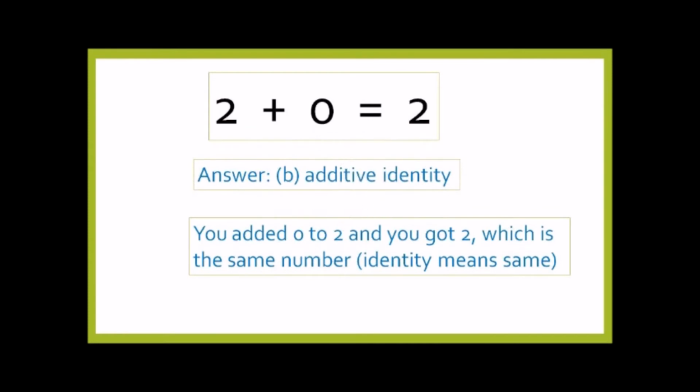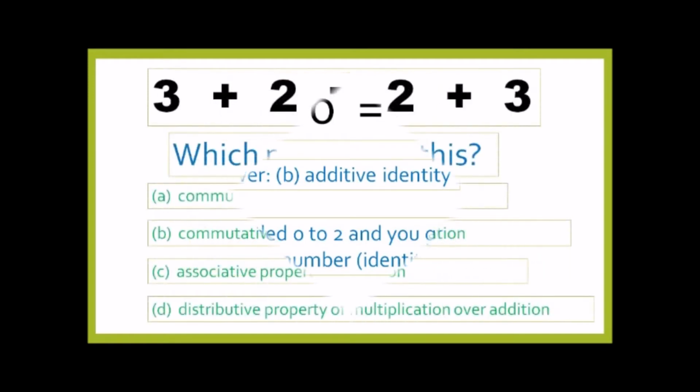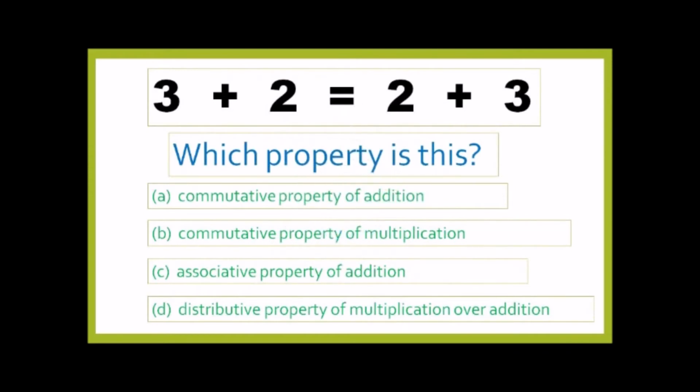B, additive identity. Excellent if you got that correct. You added 0 to 2 and you got 2, which is the same number. Remember, identity means the same. So that one is the additive identity, and you're adding. So that's straightforward. 2 plus 0 is 2. Any number plus 0 gives you that number. That's the additive identity. So you have to add 0. That's important.